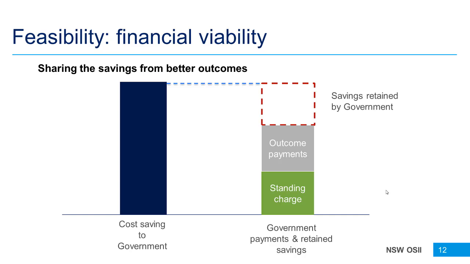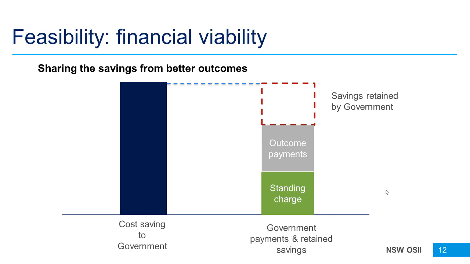As discussed earlier, payments to service providers are made in the form of a standing charge. This standing charge will represent a proportion of the cost of delivering and financing the service. They will not represent 100% of those costs. So therefore, a service provider and an investor is reliant on the level of outcomes that are achieved and therefore the ability to receive outcomes payments in order for the service provider to meet their service delivery and financing costs and provide a return of capital and a return on investment to the investor. The third element is the savings that is retained by government. We are able to use these to reinvest into better services for vulnerable people in New South Wales.